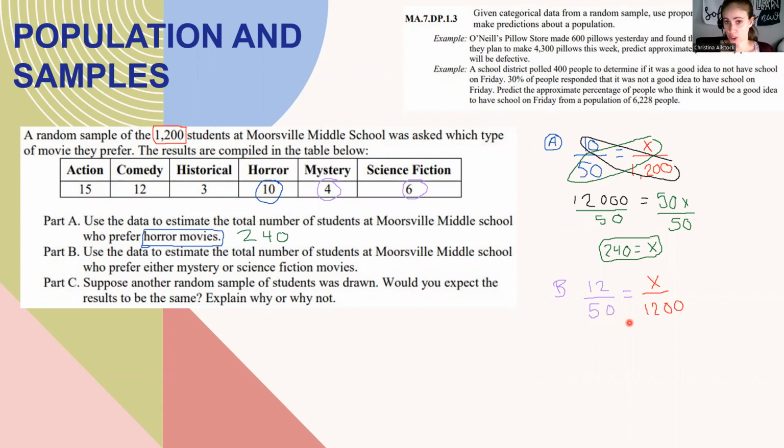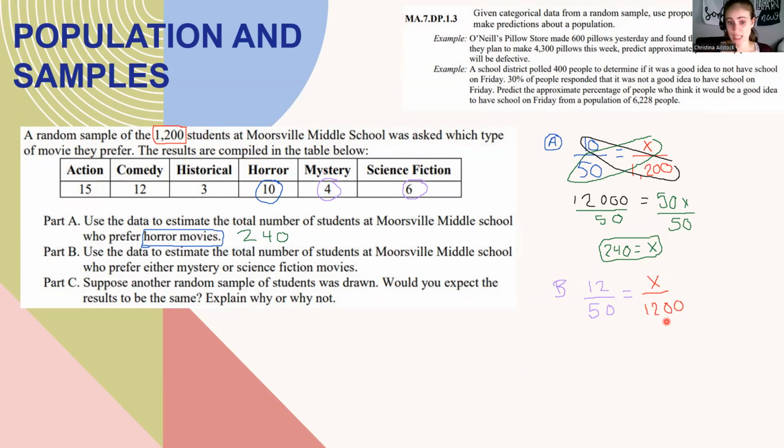And then the denominator labels need to match. We have 50 total students, and then we have 1,200 total students. So that's important to make sure you don't get your ratio backwards, and then therefore the whole problem becomes wrong. So really watch those labels.